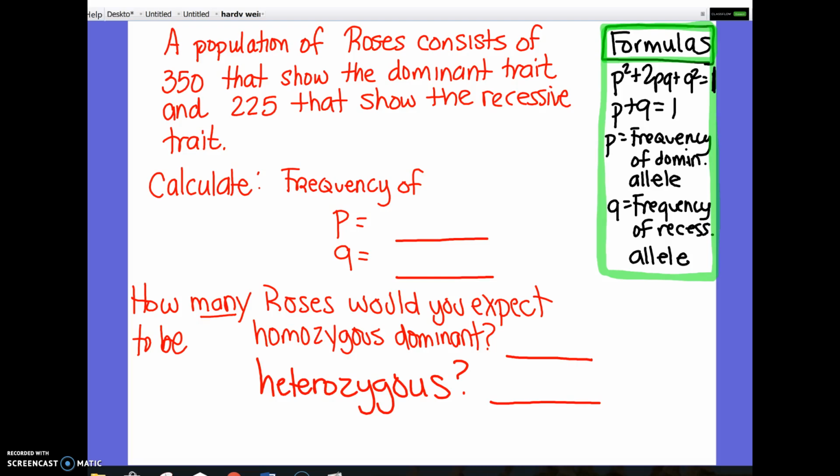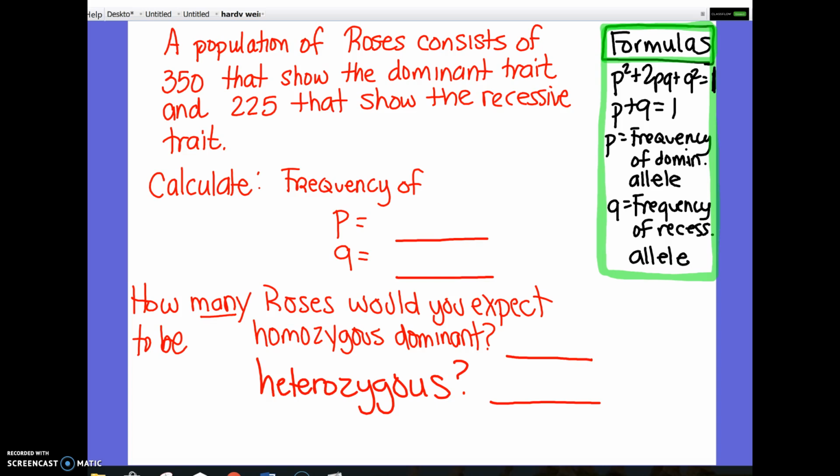Okay, so this is one more practice problem with Hardy-Weinberg because remember, a Hardy-Weinberg problem will be your short answer on the evolution test on Thursday. So you're given this information: a population of roses consists of 350 that show the dominant trait and 225 that show the recessive trait. And then they ask you for several different things.